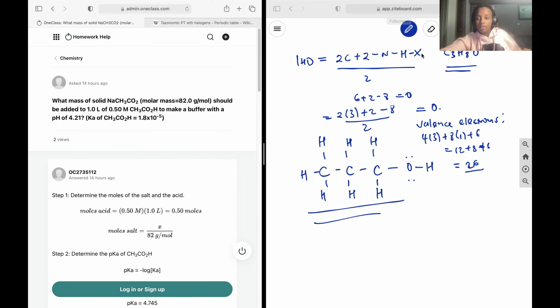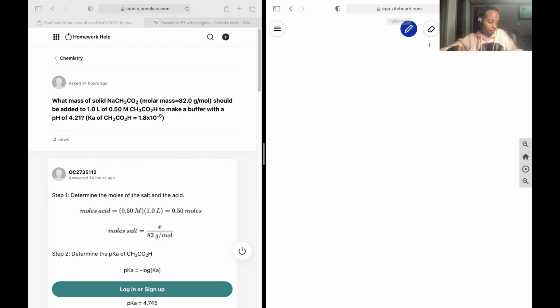Okay, next up we have a calculation question. We need to find out what mass of solid NaCH3CO2, with a molar mass of 82 grams per mole, should be added to 1 liter of 0.5 molar CH3CO2H to make a buffer with pH 4.21, if the Ka of CH3CO2H is 1.8 times 10 to the negative 5. For this question, we'll be using the Henderson-Hasselbalch equation.